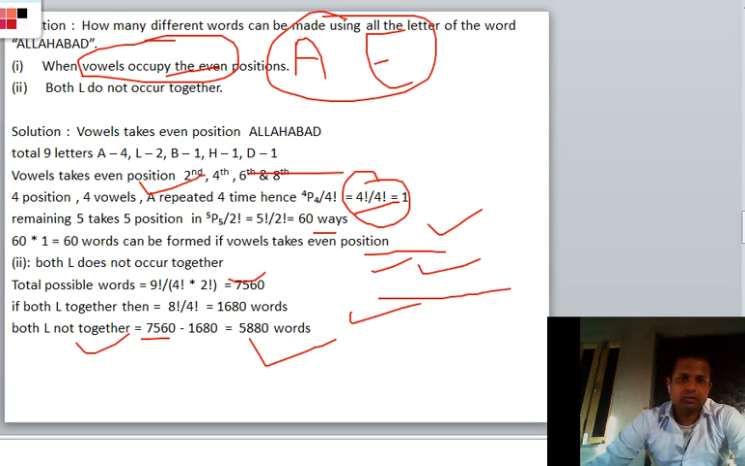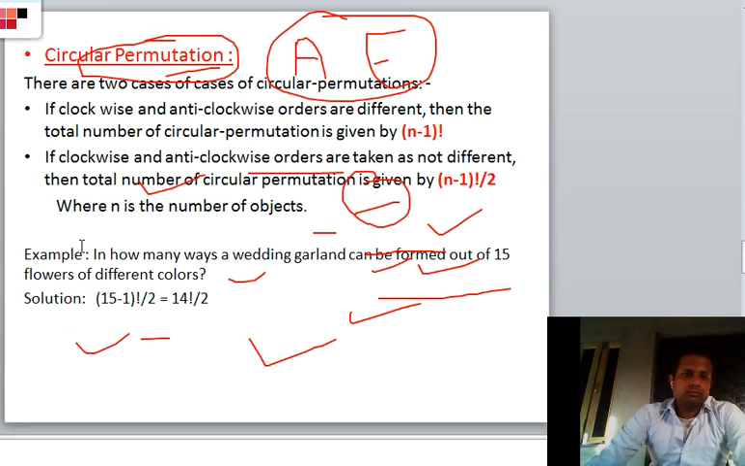Now come to the next question. Next we have circular permutation. What is circular permutation? Circular permutation is basically, suppose you have to place some people around a table, or you need to find out the number of possible ways for circular arrangements, then we use this circular permutation concept.